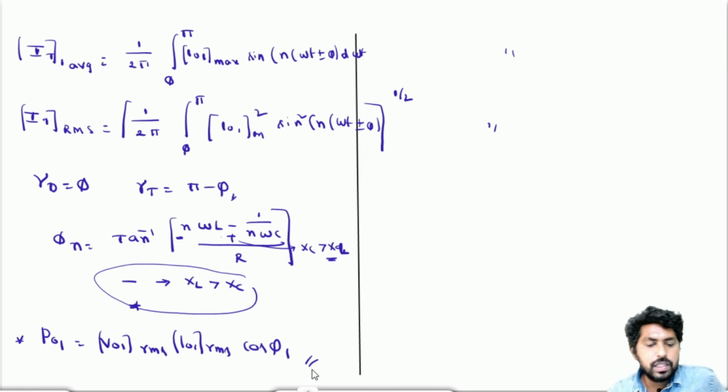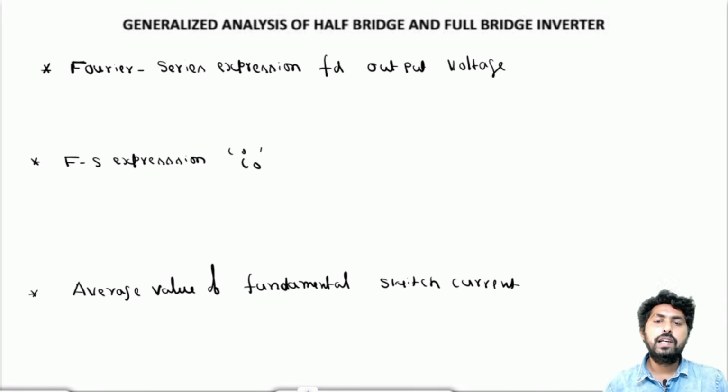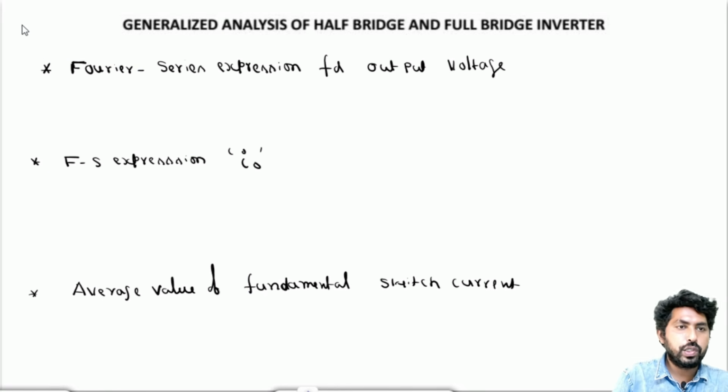Now, without all these analyses, let us have generalized formulas, so that most of the problems can be solved based on the formulas. We will find a generalized approach to find the different parameters in the half bridge and full bridge inverter. So let me summarize the whole thing.